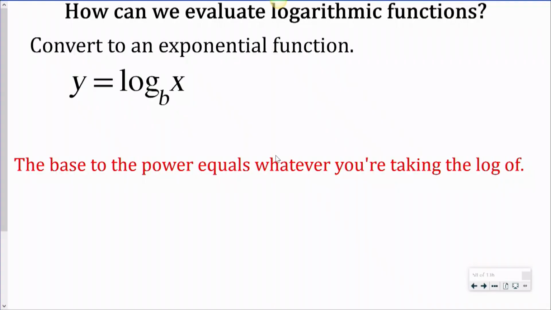It says the base to the power equals whatever you're taking the log of. The base to the power equals whatever you're taking the log of. One more time. The base to the power equals whatever you're taking the log of. But what does that mean?